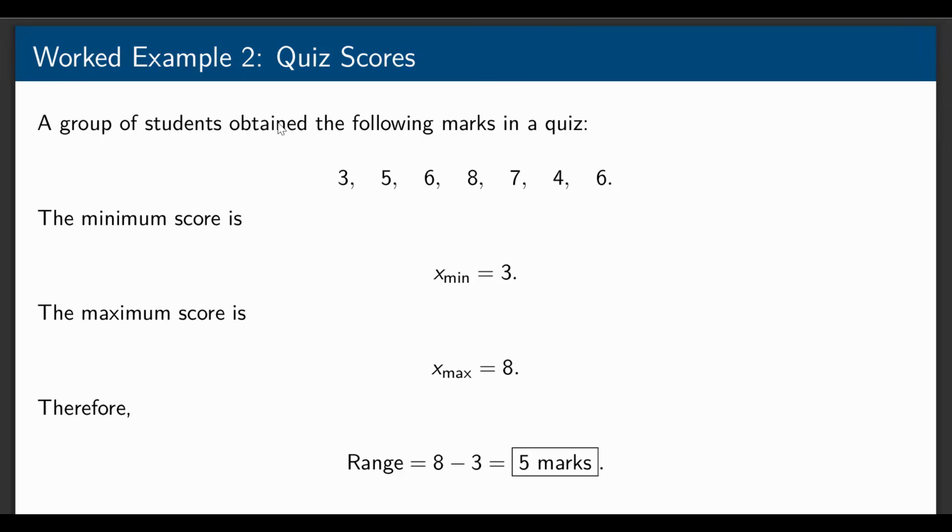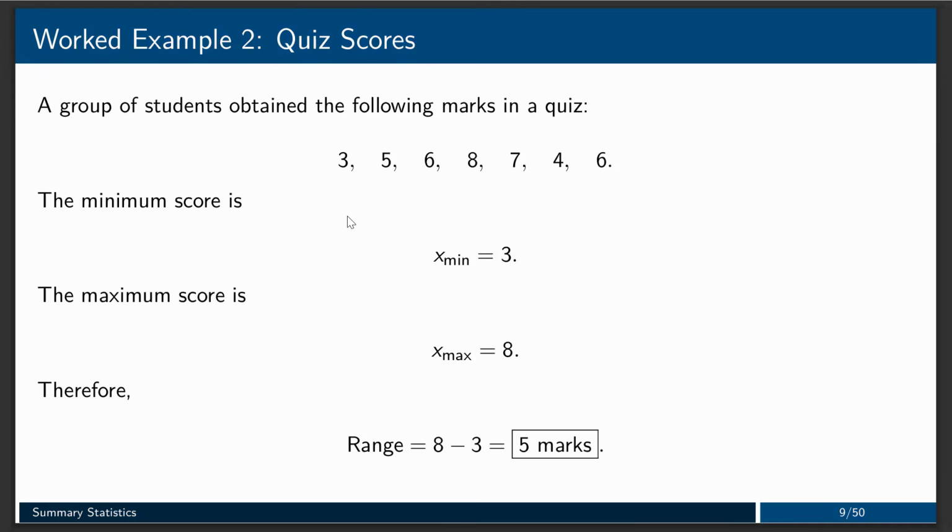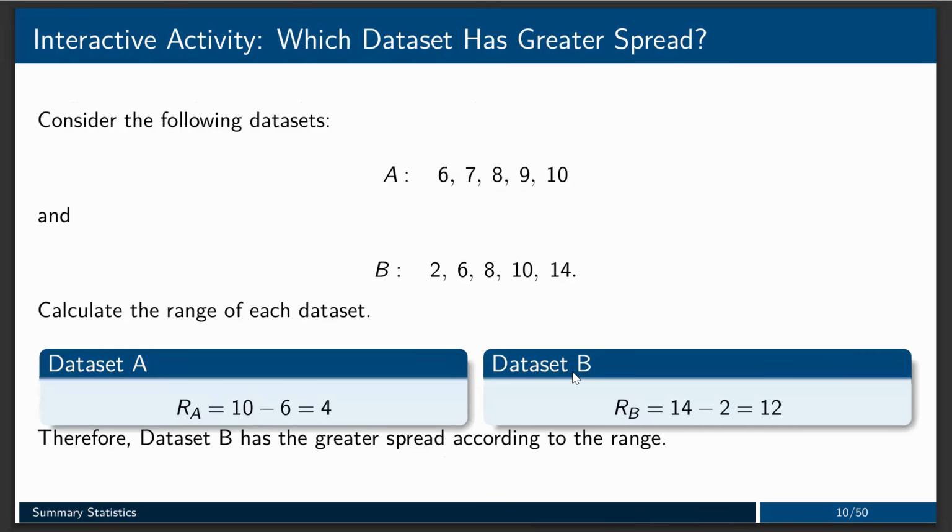A group of students obtained the following marks in a quiz: 3, 5, 6, 8, 7, 4, and 6. What is the range? Minimum value here is 3. Maximum is 8. So the range is maximum minus minimum, 8 minus 3, giving us 5.